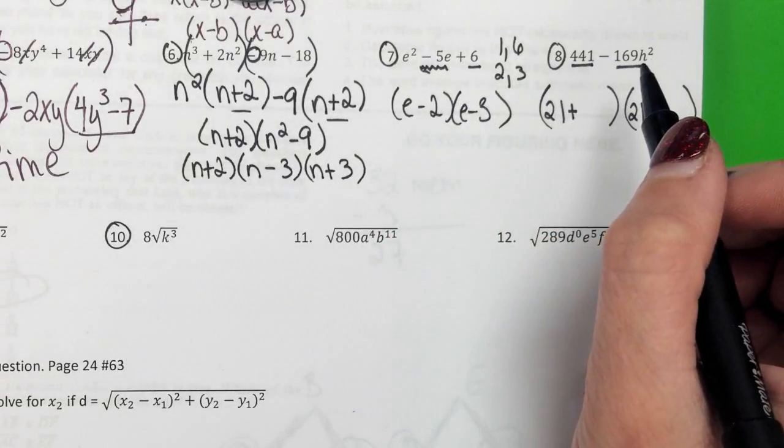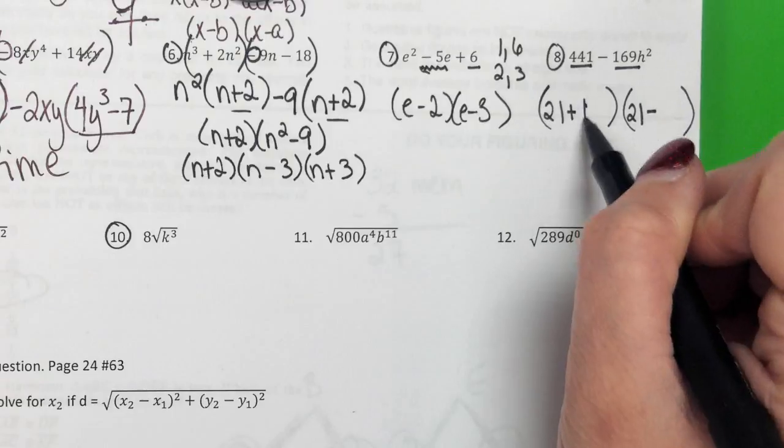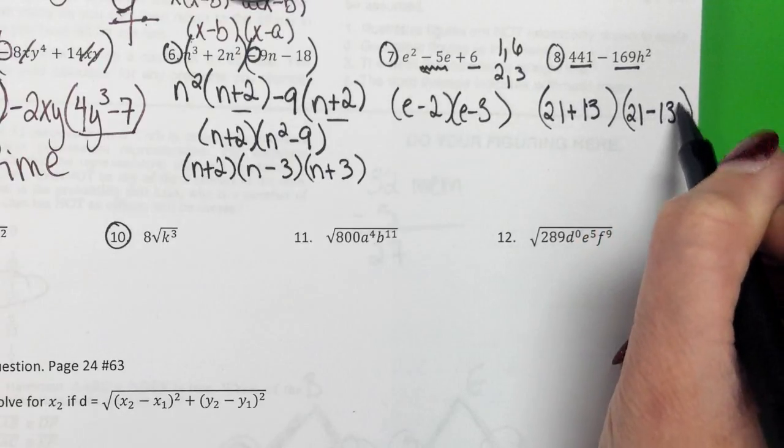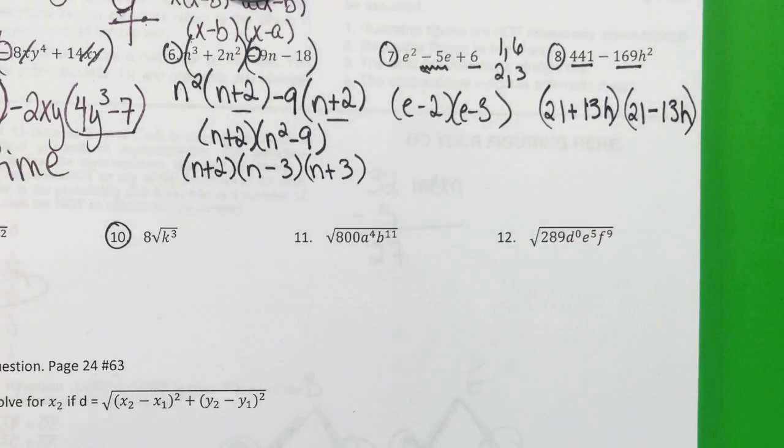All right, what about 169h squared? What would I write there? 13 what? H. There you go. All right, perfect.